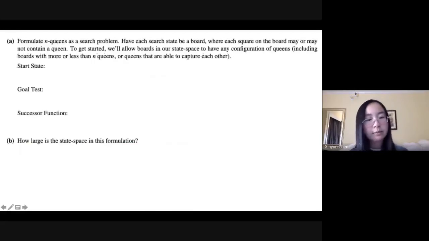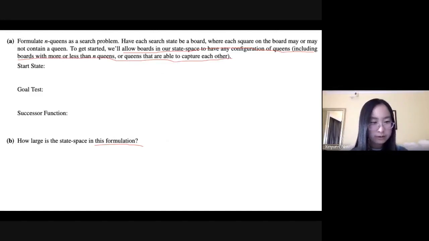Then in part B, we are asking how large is the state space in this formulation. This formulation refers to the part A description, saying that for the state space we do not need to think about any rules at this moment.